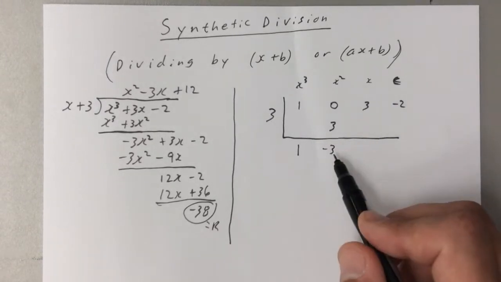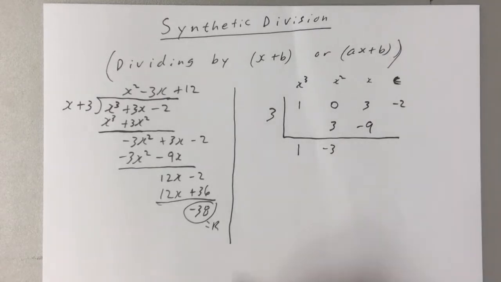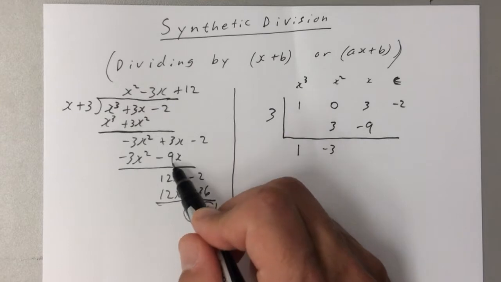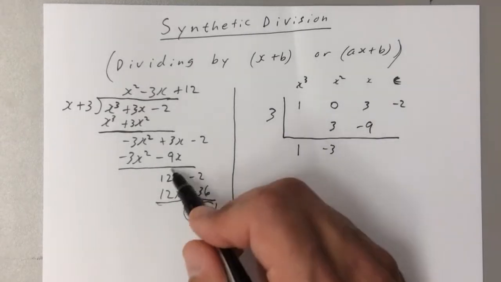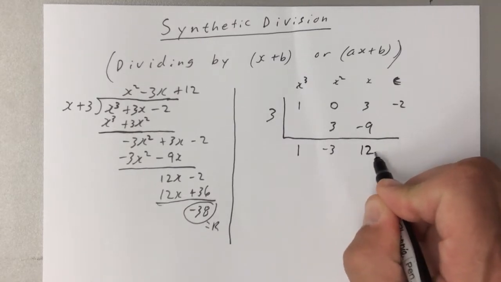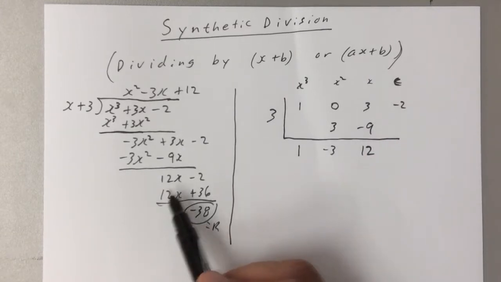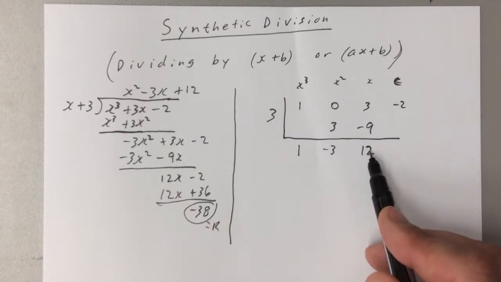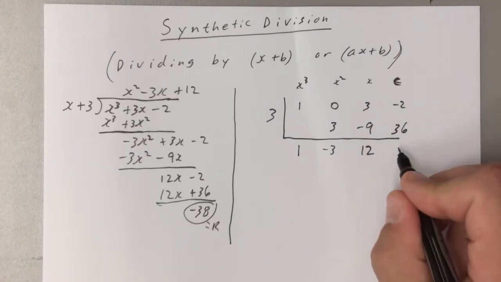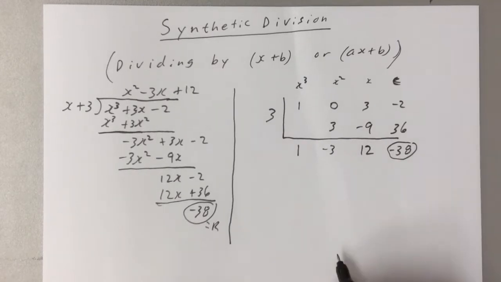Now we take the 3 times negative 3, and it gives us negative 9. So this 3 and the negative 9 here are like these ones, 3 and negative 9. Now you subtract, just like you did here. 3 minus negative 9 is positive 12. Just like we got here. Now, 3 times 12 is 36. And negative 2 minus 36 is negative 38. So that's our remainder.